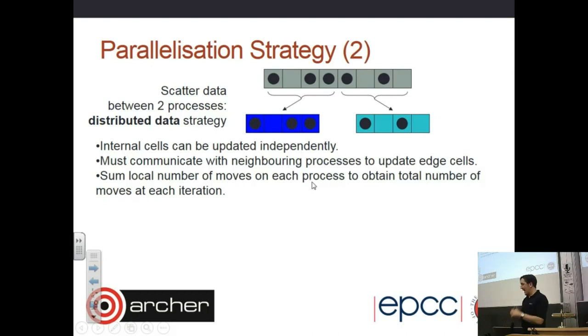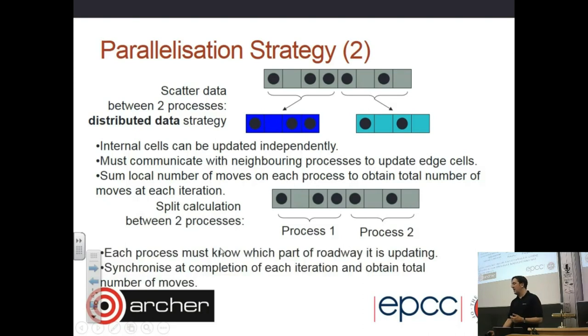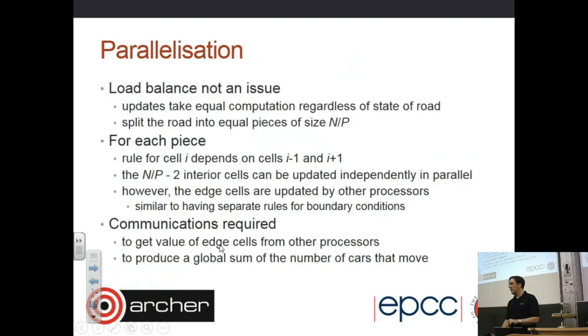Again, if we want to compute the total number of cars that have moved, each process can only compute that independently. We need some reduction operation. So we split the calculation between two processes, each process must know which part of the roadway it's updating, and we need synchronization at the completion of each iteration to obtain the total number of moves. But what's more interesting is what the communication pattern is. The same things are true here.